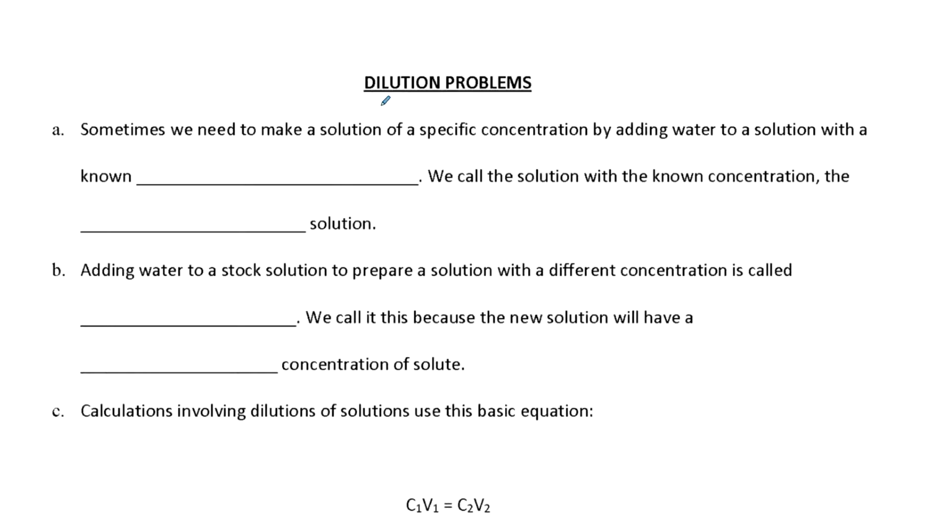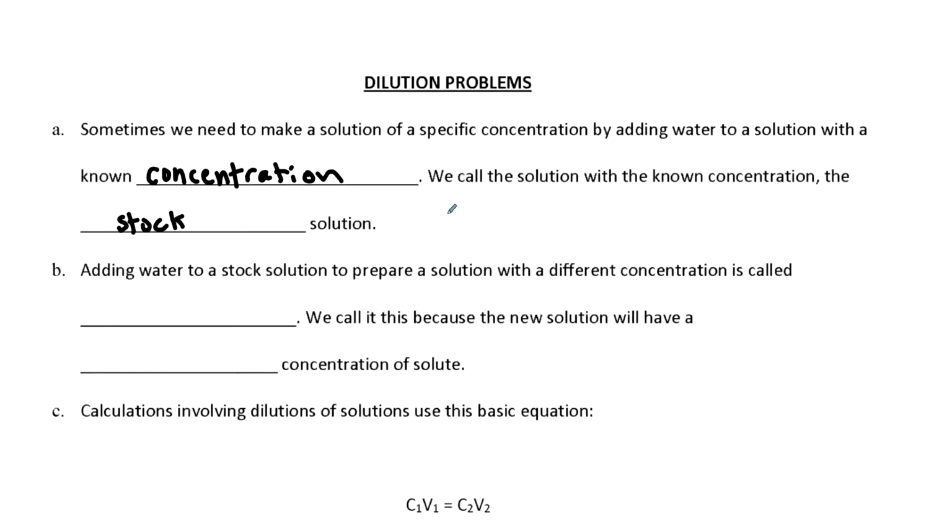Sometimes we need to make a solution of a specific concentration by adding water to a solution with a known concentration. We call the solution with the known concentration the stock solution. Basically, we have a solution that's already prepared and we know what its concentration is. So we call that the stock solution. Let's say maybe it's like 0.5 moles per liter. But we need to prepare a second solution that's less concentrated than that.